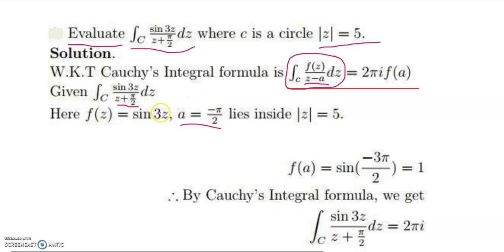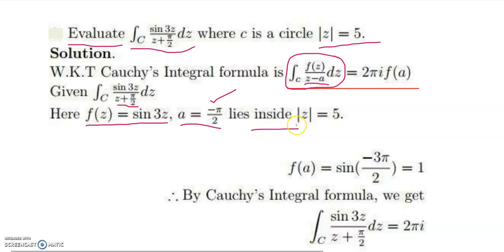Okay. Now what is the function f of z? In the numerator, f of z is equal to sin 3z. Now we have to check whether the point a equal to minus pi over 2 lies inside or not. Yes, it is inside, because the center is 0, 0 and radius is 5, but the value of the point is minus pi over 2, that is approximately minus 1.5. But here radius is 5, so definitely this point lies inside.